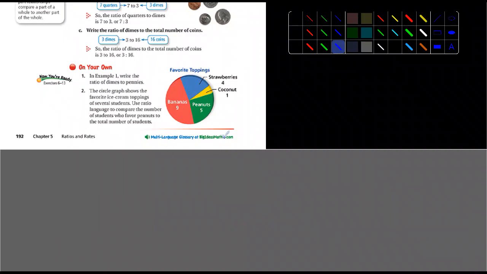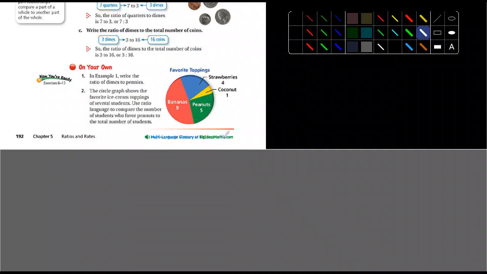Looking at number 2 here, it says the graph shows the favorite ice cream toppings of several students. Use the ratio language to compare the number of students who favor peanuts to the total number of students. Well, let's take a look at this for a moment. First off, what's the total number of students?